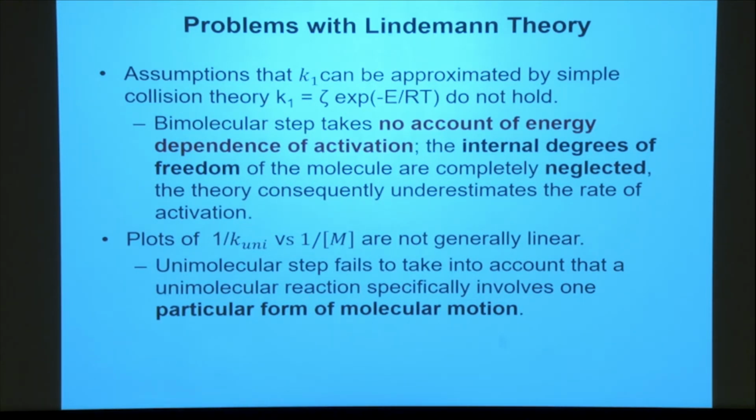So if we look at real systems and we plot 1 over k_uni versus 1 over M, this is not generally linear. We're also neglecting the fact that the unimolecular step specifically involves one particular form of molecular motion, so the orientation of the system, for example.